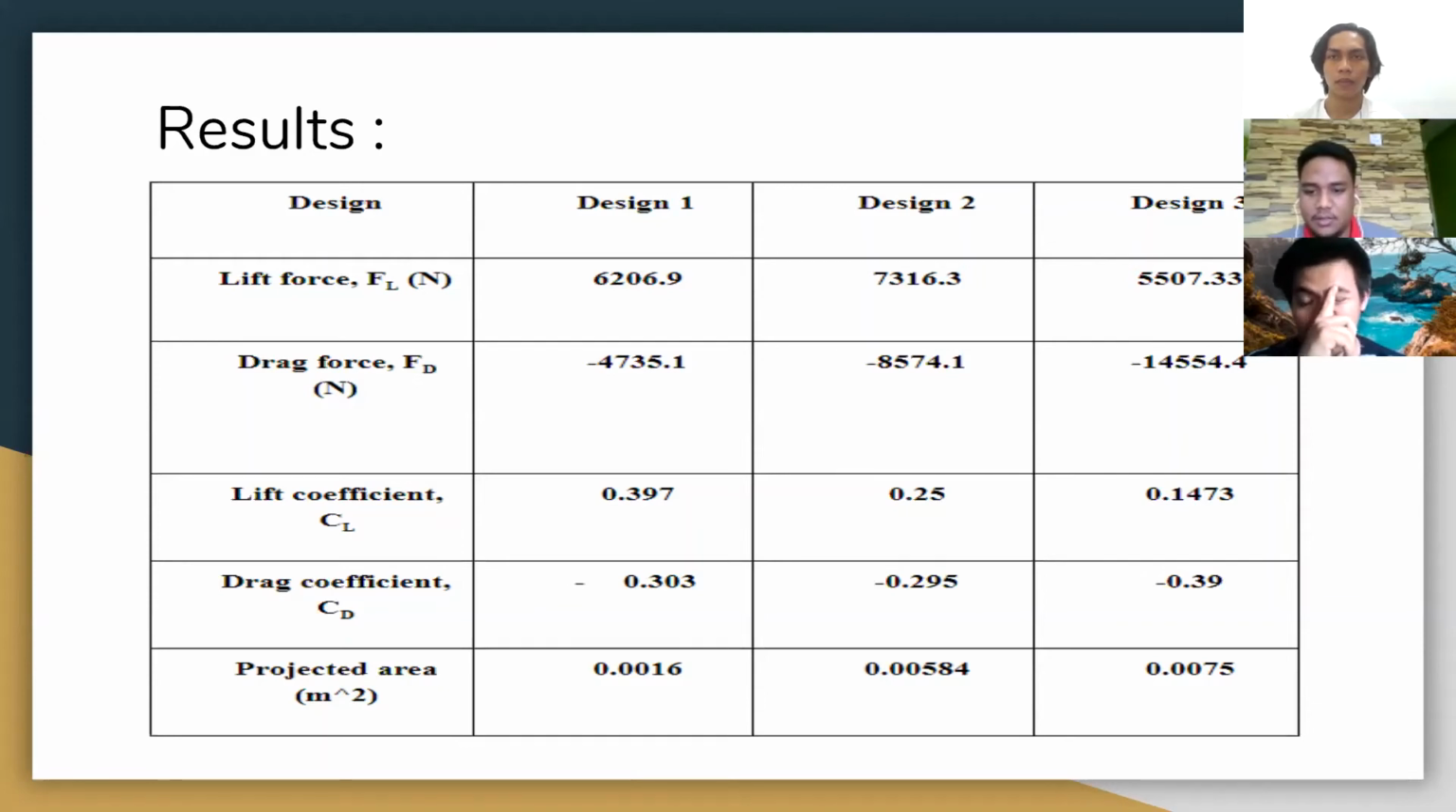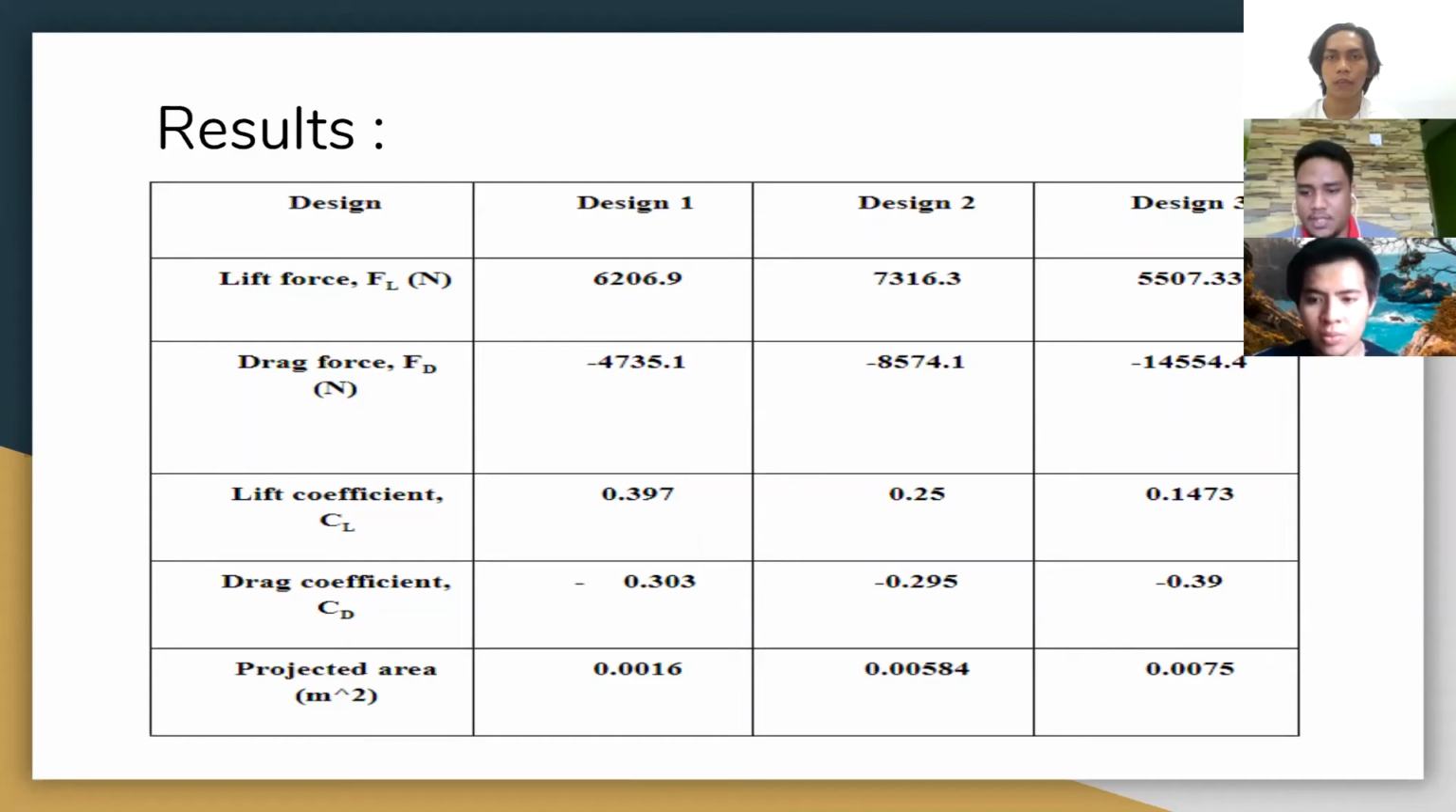The drag coefficient also comes from the opposite direction. Then it becomes negative 0.303 and the projected area is 0.0016. For the second design, the lift force is the greatest, which is 7316.3, and the drag force is negative 8574.1.